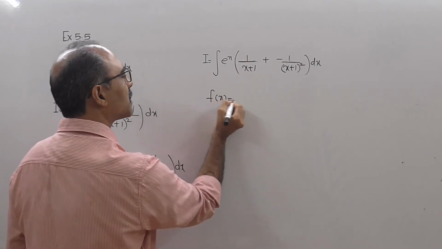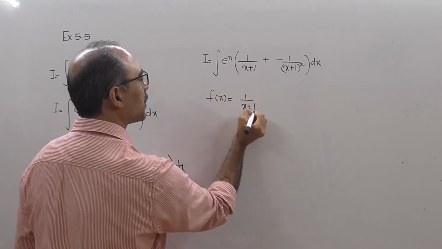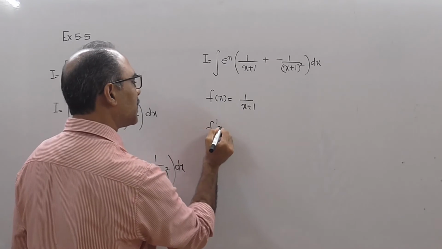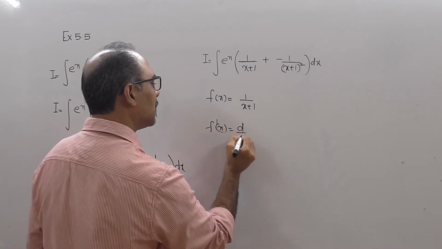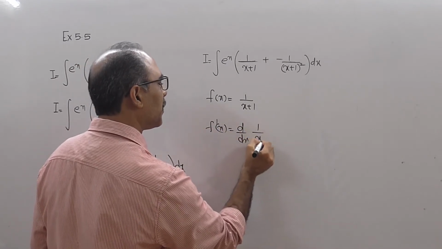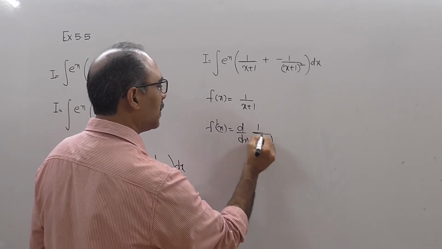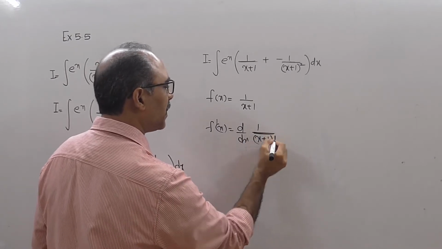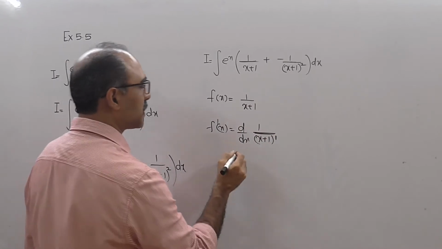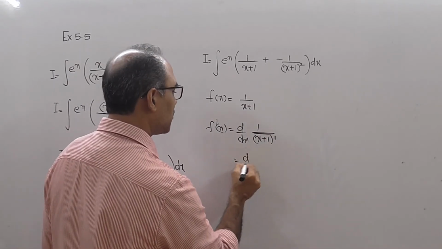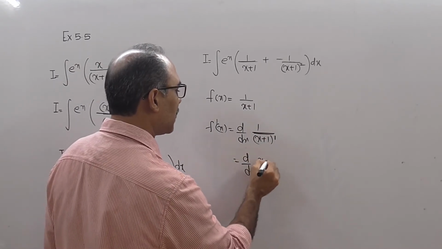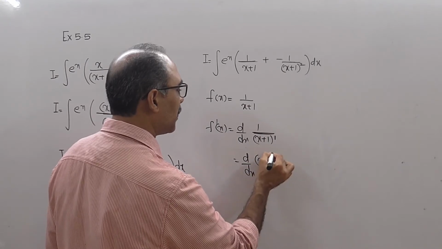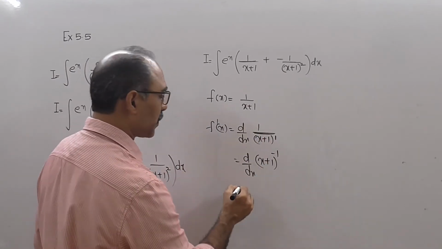So f of x is 1 upon x plus 1. So my f dash of x is nothing but the derivative of 1 upon x plus 1. ठीक है? So 1 upon x plus 1 का derivative नहीं होता है, so what I can do is I will have to write it as 1 upon x plus 1 को मैं लिखेगा x plus 1 raised to minus 1.